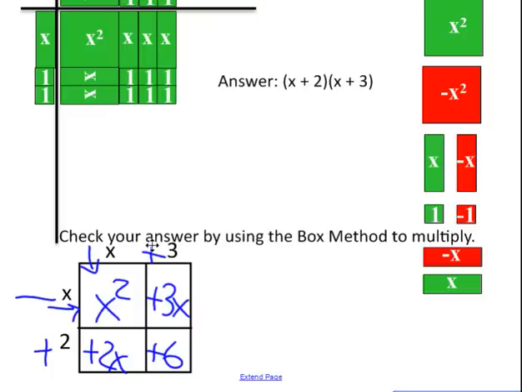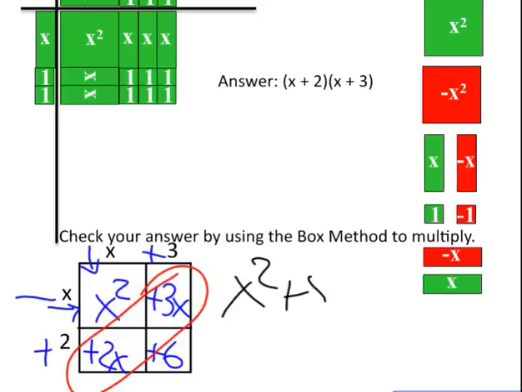When we go and put those things together and combine our like terms across the middle there, we've got our x squared plus 5x plus 6 like we started with, so then we can feel good about ourselves and having done something correctly.